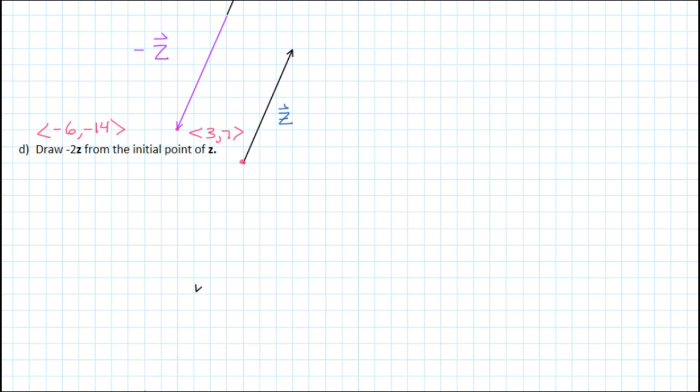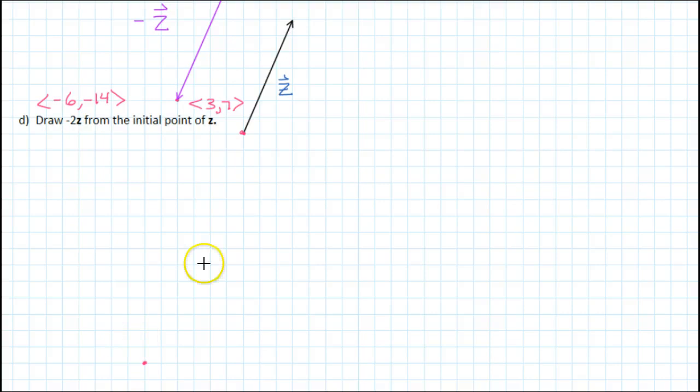It's almost off camera. Okay, so there's my terminal point. So I'm going to go ahead and draw this vector. And as I mentioned before, notice that it goes in the opposite direction, but twice as long as the original vector z. So this would be the vector negative 2z.